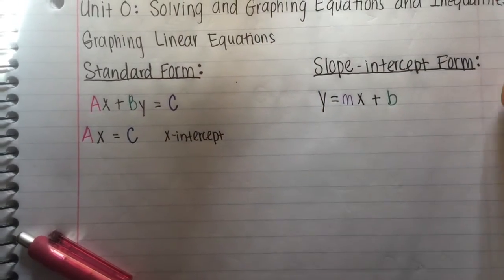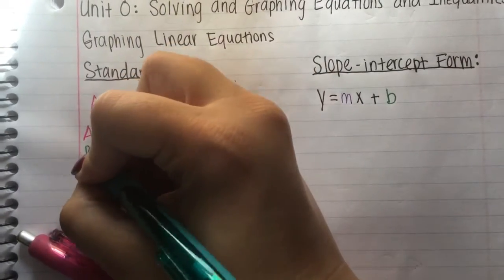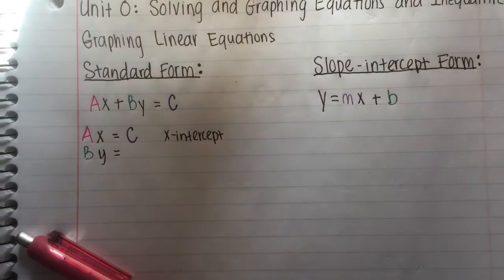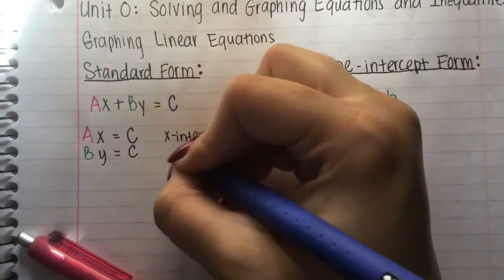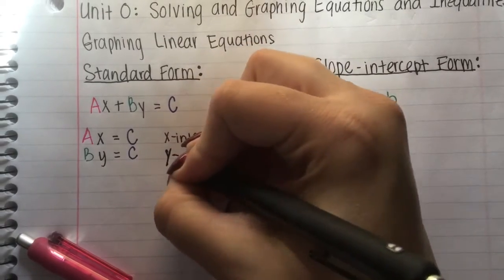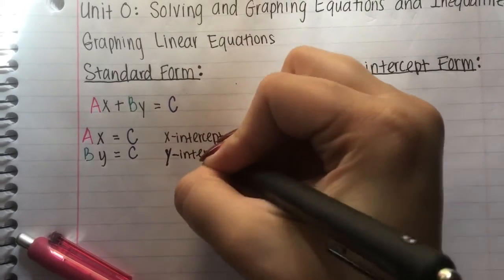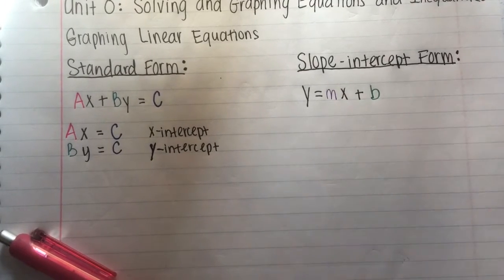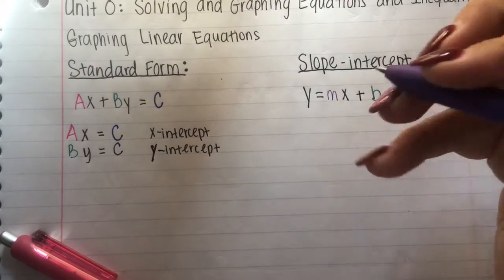If I'm looking for the y-intercept, I'm going to do the exact opposite. I'm going to take that by and set it equal to c. The reason being, if I wanted to find the y-intercept, I would have to plug in a 0 for x. That would leave me with by equals c. We'll look at an example with numbers in just a minute.